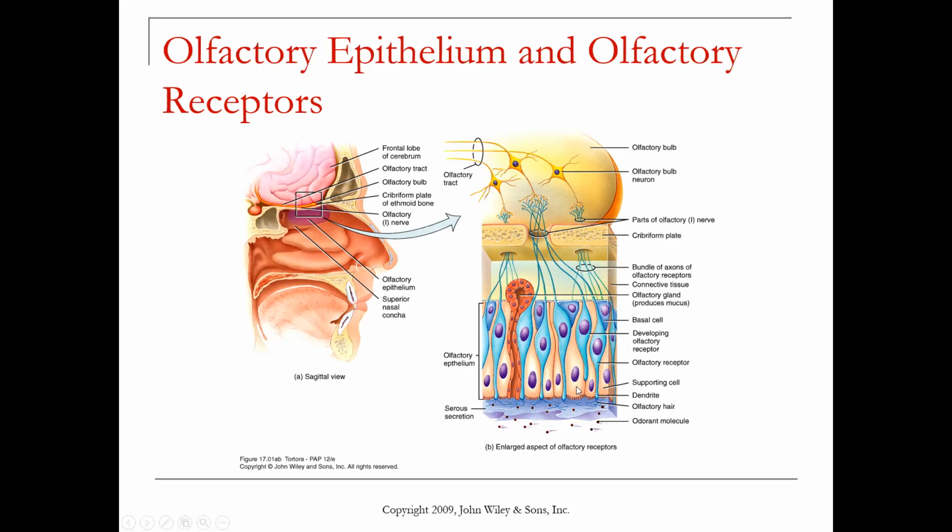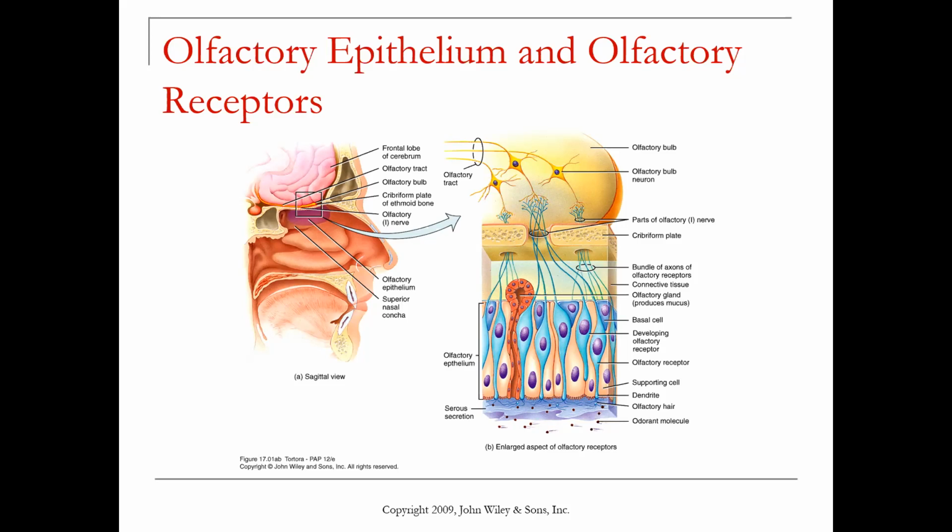Here's one, and here's another one, and here's another one, and all these little blue structures are the olfactory receptors. They are all bipolar neurons. And you can see now the branches of the olfactory nerve pass through the cribriform plate. There are little perforations there, and they synapse in a structure known as the olfactory bulb, which is found in the frontal lobe of the brain.